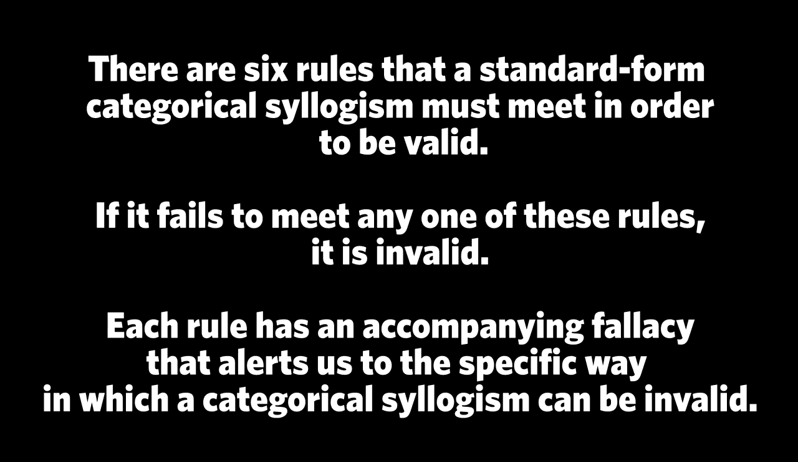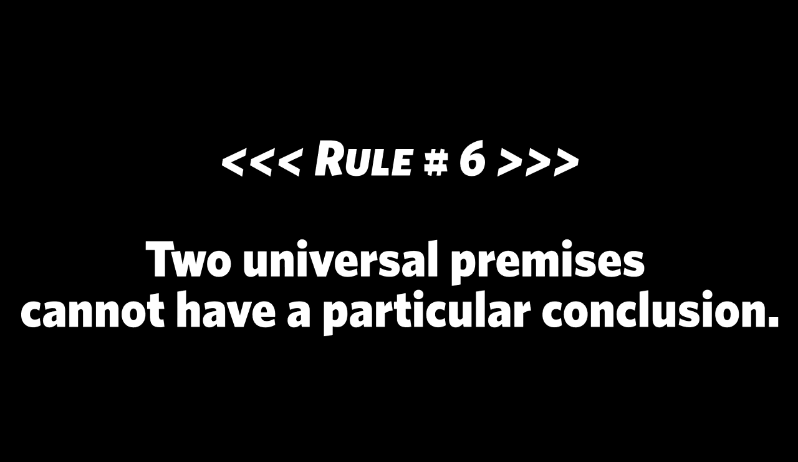To explain the example. The fallacy is committed because we have two universal premises and a particular conclusion. There are six rules a standard form categorical syllogism must meet in order to be valid. If it fails to meet any one of these rules, it is invalid. Each rule has an accompanying fallacy that alerts us to the specific way in which a categorical syllogism can be invalid. Rule number 6 dictates that two universal premises cannot have a particular conclusion. Like I said.